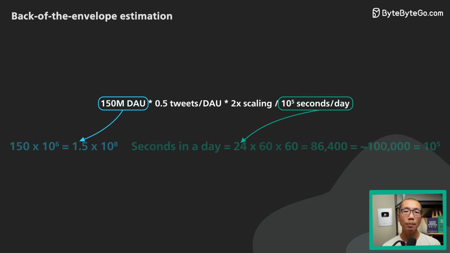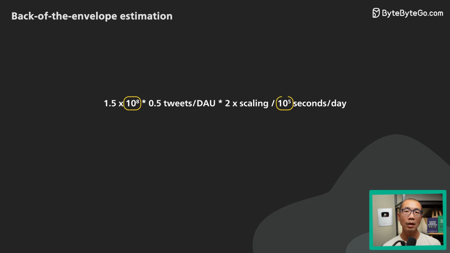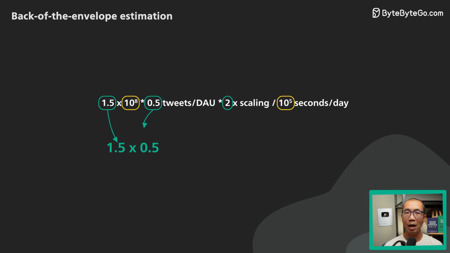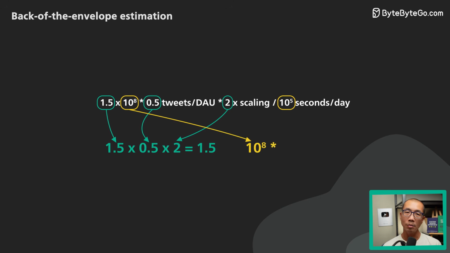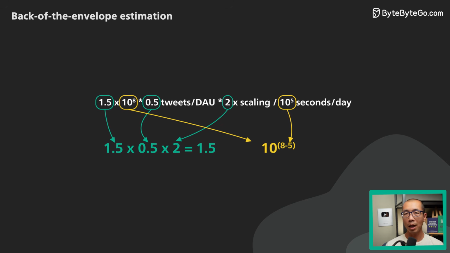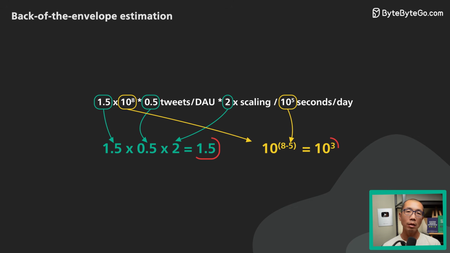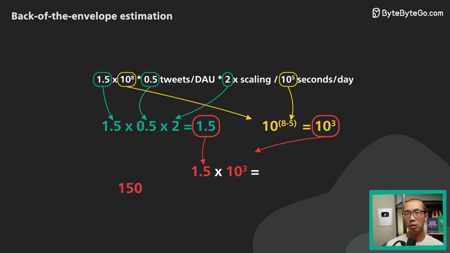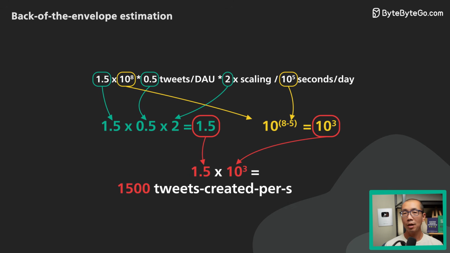Next, we group all the power of 10s together, and then all the other numbers together. So the math becomes 1.5 times 0.5 times 2, and 10 to the 8th times 10 to the minus 5th, which equals 10 to the 8 minus 5, which is 10 to the third. Putting it all together, it's 1.5 times 10 to the third, or 1500.